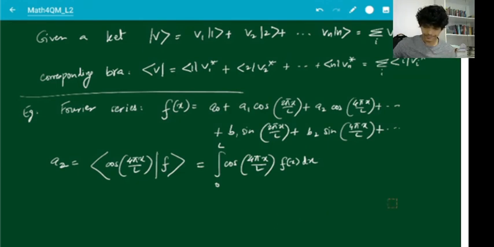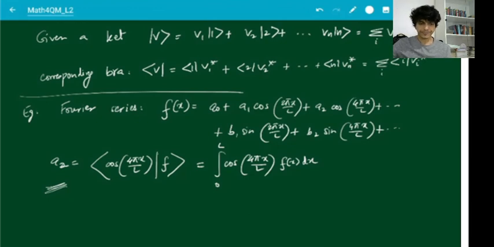And if you remember from when you discussed Fourier series in your math methods course, this is exactly how you calculate a2. In general, any an you can calculate by taking the inner product of a function with the corresponding cosine or sine basis vector. So this is one more example of how we are using the inner product to extract out the components of a given vector.